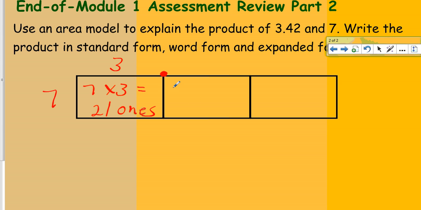Okay. Now, let's go ahead and then move on to the next one. So it's going to be 7 times, and we have over here 4 tenths.